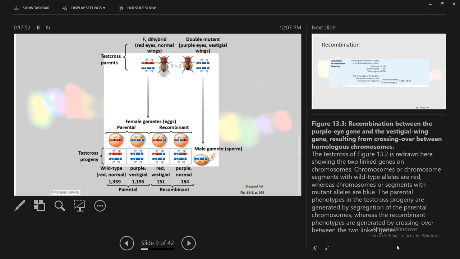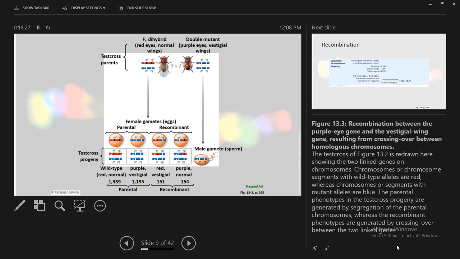Now what we would expect is that a quarter of our offspring would have each of these various phenotypes, but that's not what we got. These are our observed numbers. We expected this to be about 710 if you remember, but 1,339 of the offspring have the same phenotypes that mom did, the same genetic combination. 1,195 have the same genotype that dad did, and then we've got somewhere around 300 total recombinant offspring that have combinations that weren't present in mom and dad.